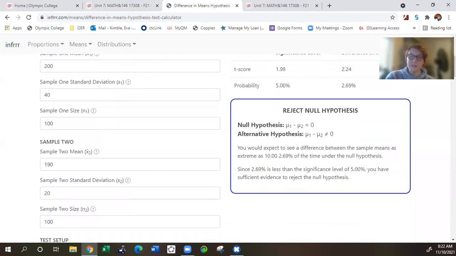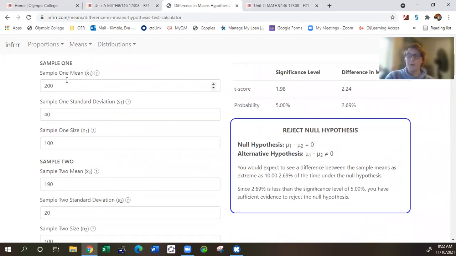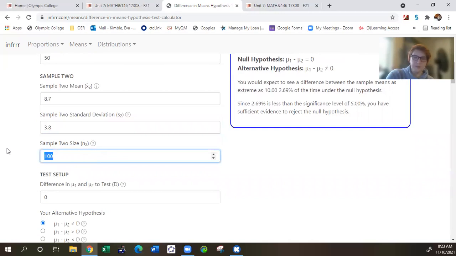Now we're going to enter all the information that we got. For our first sample, sample one, that would be the first year college students. They have a sample mean of 8.3 with a standard deviation of 3.7, and our sample size was 50. We're going to do the same thing for sample two. Sample two had an average of 8.7 with a standard deviation of 3.8 and a sample size of 50.